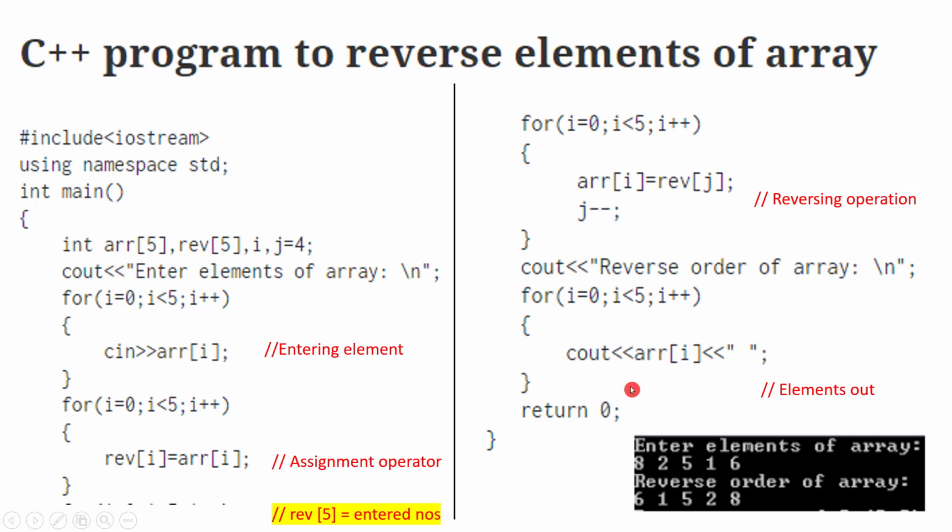Not the original matrix, but the reverse way, because we are storing in the reverse way, right? Because in here 4 is here, so 6 will come first, so that 6 1 5 2 8 will come in here, ARR. Okay, then cout, reverse the order of an array. For I equal to 0, I less than 5, I plus plus, cout array. So this is just the procedure to get out the values of ARR I.